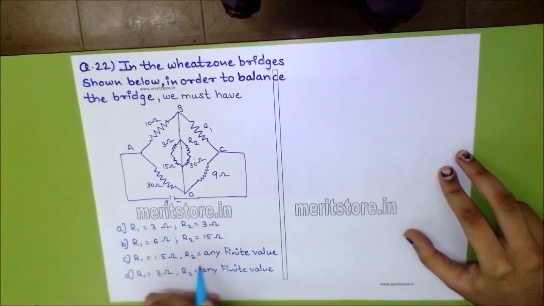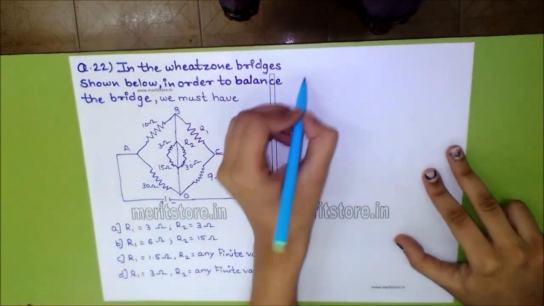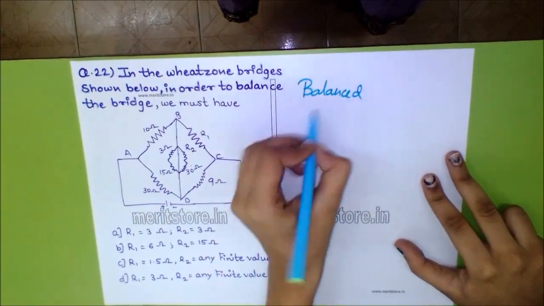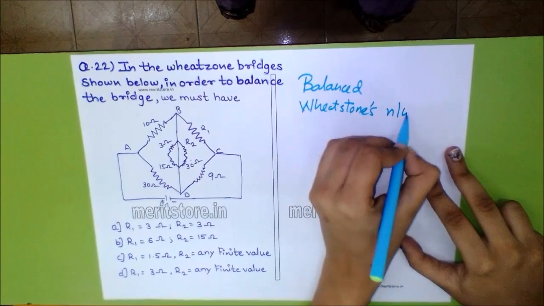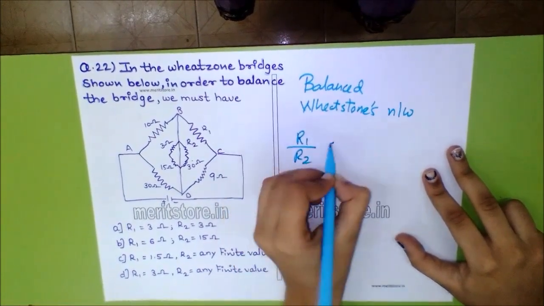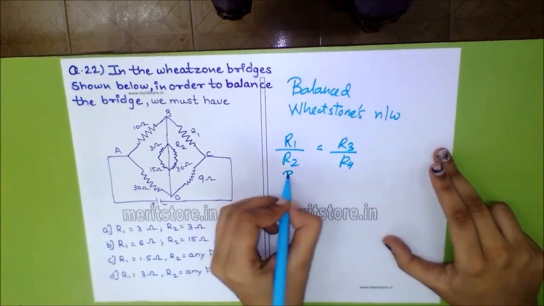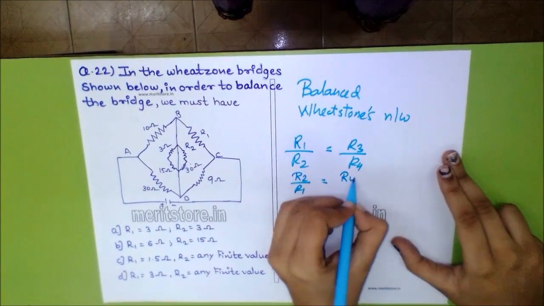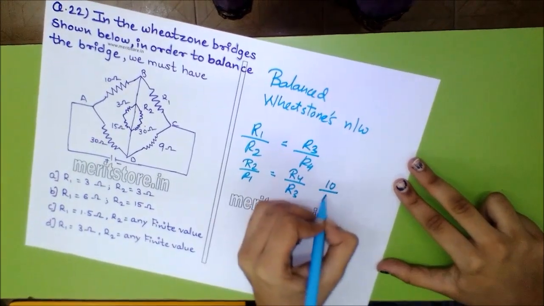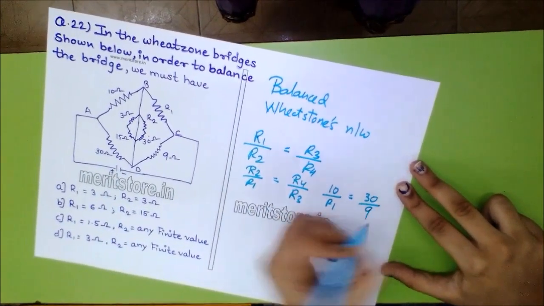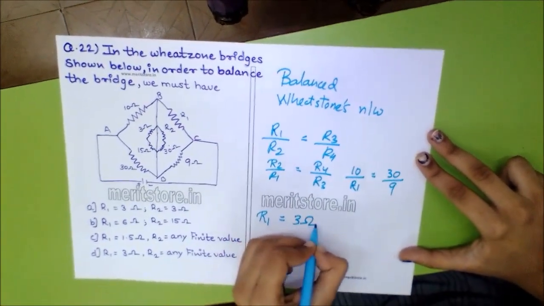C, R1 is equals to 1.5 ohm, R2 is any finite value. D, R1 is 3 ohm, R2 is any finite value. So if I have a balanced Wheatstone's network, I know that R1 by R2 will be equal to R3 by R4. Or in other words, I can say R2 by R1 will be equal to R4 by R3. Now when we substitute these values, we get 10 upon R1 is equals to 30 by 9. And when you solve this, you get the value of R1 as 3 ohms.